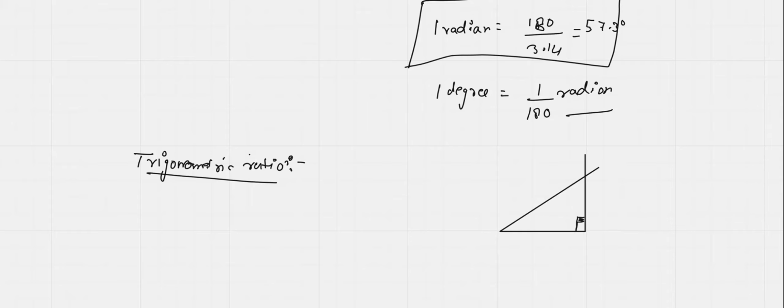Yeah, this is 90 degree, and let's say this is your angle theta. Now, look, one more thing: for any theta, what is going to be the perpendicular? The one that is just in front of it. This is going to be the perpendicular for this, and the one below will be the base for it. And the main one is the hypotenuse.